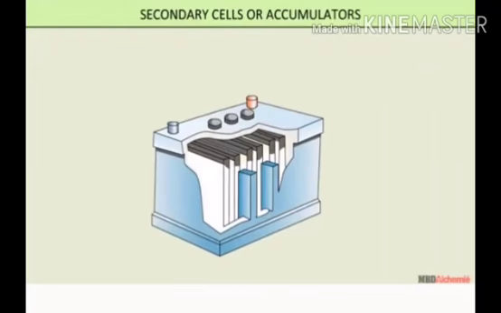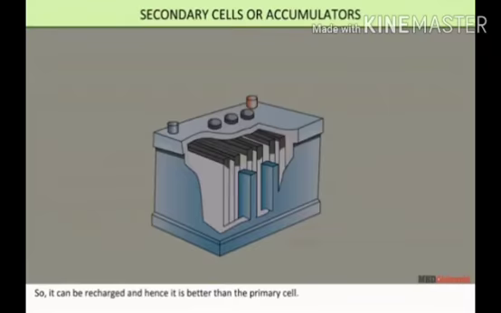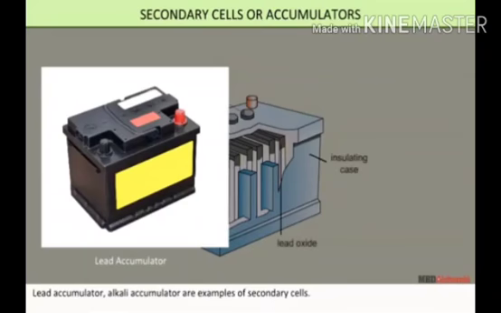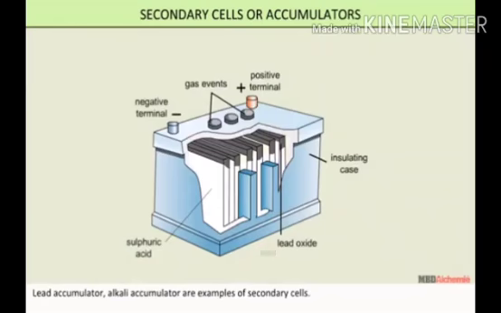Secondary cells or accumulators. Secondary cells also provide current as a result of the chemical reaction taking place in the chemicals stored in them. The chemical reaction taking place in a secondary cell is reversible, so it can be recharged and hence it is better than the primary cell. Lead accumulator and alkali accumulator are examples of secondary cells. The parts of secondary cells are lead oxide, insulating case, gas vents, sulfuric acid, and two terminals, positive and negative.